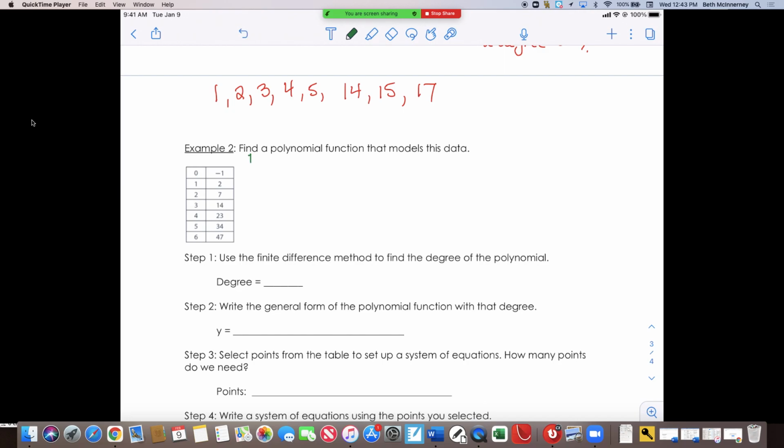So we're going to do D1. So you take 2 minus -1, that's 3. 7 minus 2 is 5. 14 minus 7 is 7. 23 minus 14 is 9. 34 minus 23 is 11. And 47 minus 34 is 13.